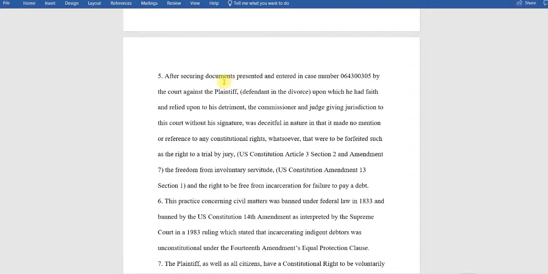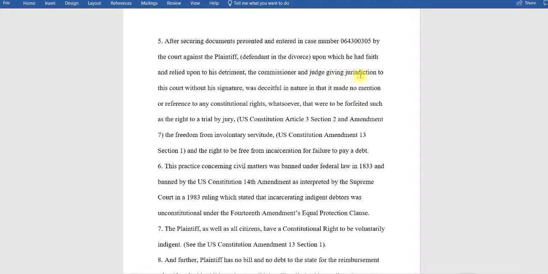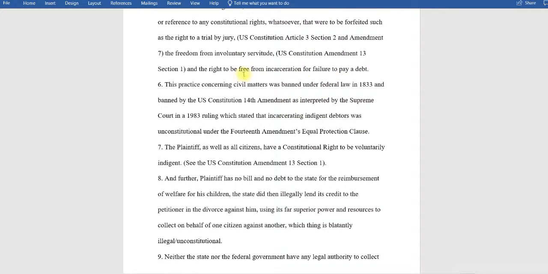After securing documents, in other words, I went to the court and I got all the documents and I presented that after securing the documents that were presented and entered in the case by the court against the plaintiff, I was the defendant in the divorce, upon which he had faith and relied upon to my detriment. The commissioner and judge giving jurisdiction to this court without his signature was deceitful in nature in that they made no mention or reference to my constitutional rights whatsoever, that they were to be forfeited, such as the right to a trial by jury, okay, and freedom from involuntary servitude, and the right to be free from incarceration for failure to pay a debt.